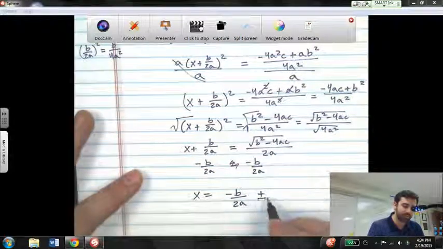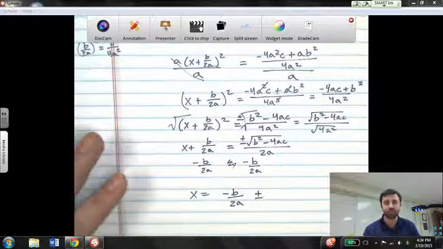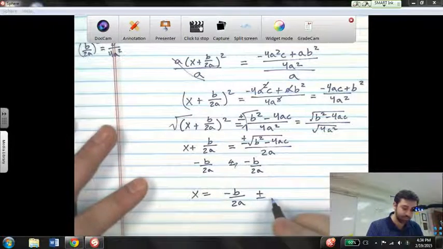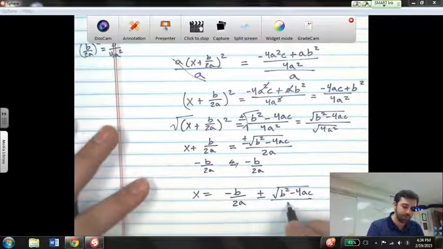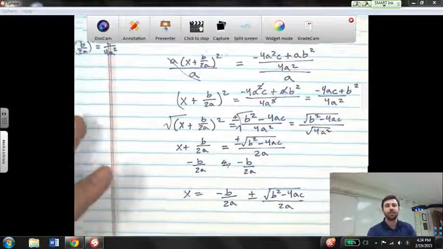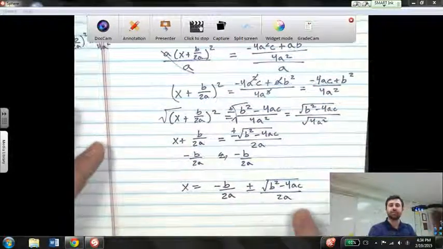When I do this, I'm left with x is equal to the opposite of b over 2a plus or minus. Now that is something I forgot; I want to make sure we reiterate. When we take the square root of both sides, we end up with a plus or minus: the square root of b squared minus 4ac, all divided by 2a. Now you'll notice that I've split this up into two sections. This is our quadratic formula.